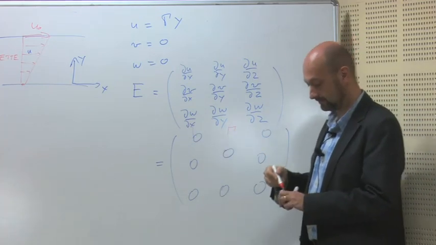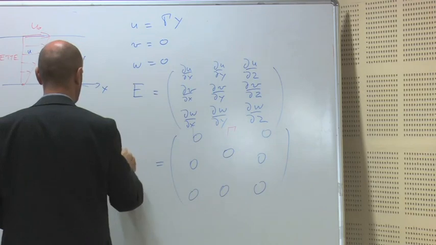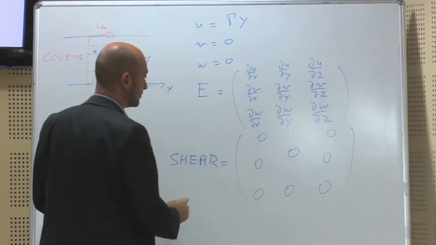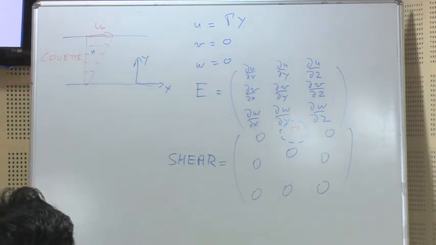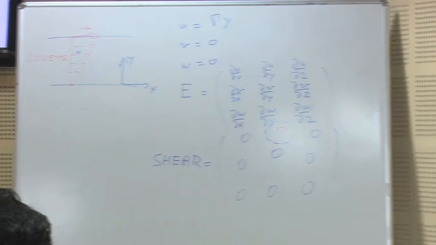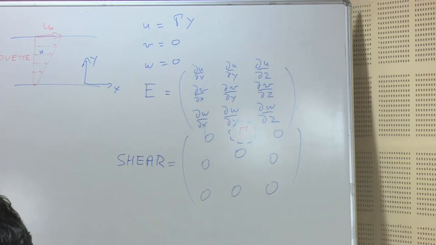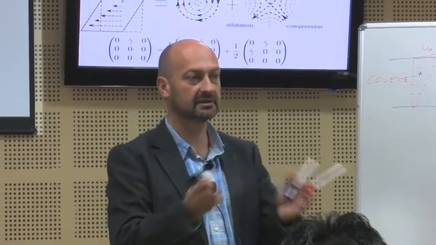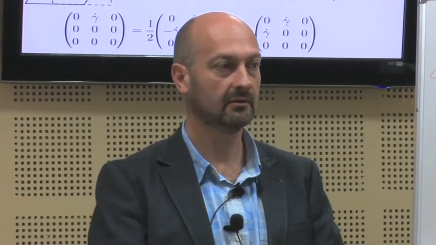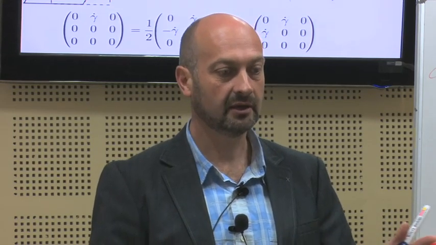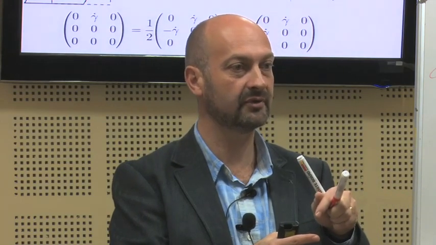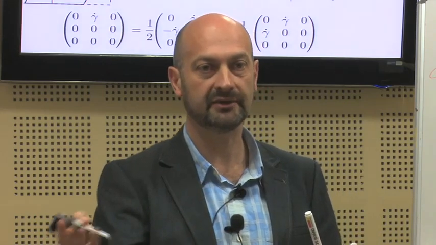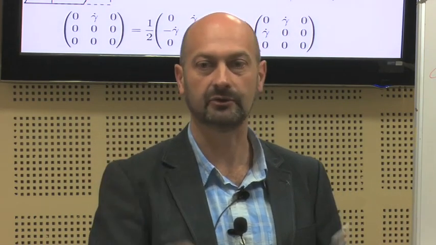So for shear, you have only one term which is non-zero. And I don't know, did you do some matrix analysis in your studies? Yeah? So you know that any matrix can be split into symmetric and anti-symmetric parts. If you take a matrix A, the symmetric part is A plus transpose of A divided by 2, and the anti-symmetric part is A minus transpose of A over 2. Okay, very good. This is the only math we need.